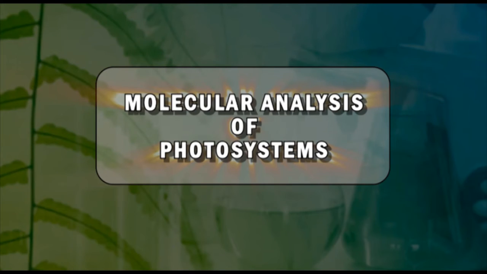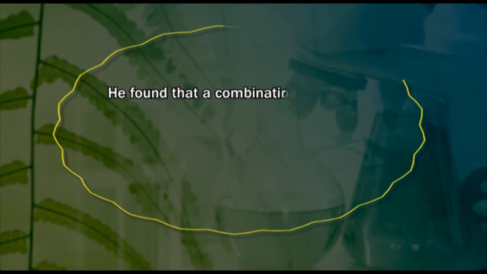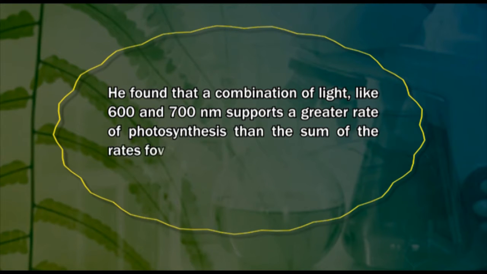Molecular analysis of photosystems. In the 1940s, biophysicist R. Emerson discovered that the rate of plant photosynthesis generated by light of wavelength 700 nanometers can be greatly enhanced by adding light of shorter wavelength. He found that a combination of light, like 600 and 700 nanometers, supports a greater rate of photosynthesis than the sum of the rates for the two separate wavelengths.